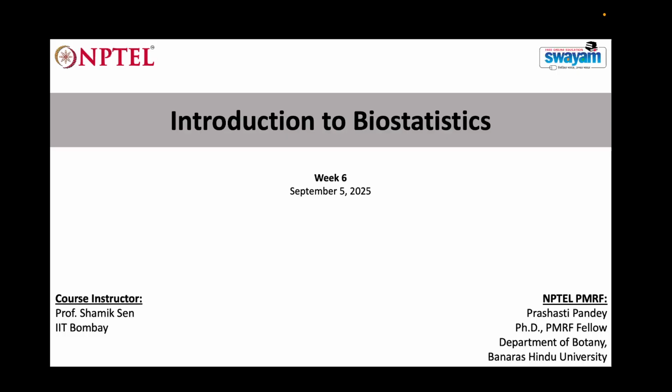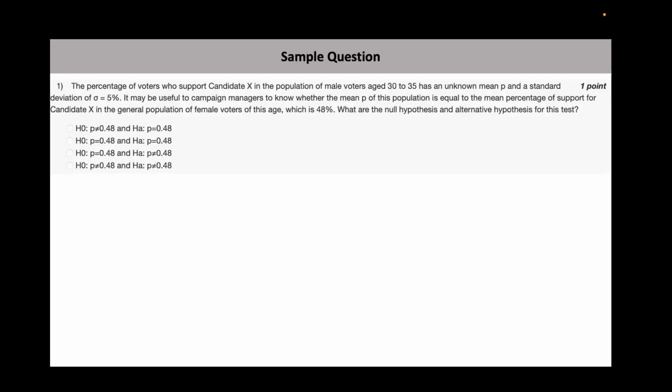Okay, so let's begin with our first question. The percentage of voters who support candidate X in the population of male voters aged 30 to 35 has an unknown mean P and a standard deviation of sigma equals 5%. It may be useful to campaign managers to know whether the mean of this population is equal to the mean percentage of support for candidate X in the general population of female voters of this age, which is 48%. What is the null hypothesis and alternative hypothesis for this test?